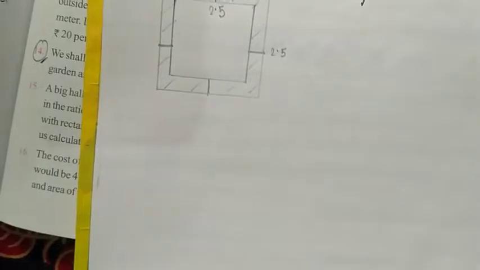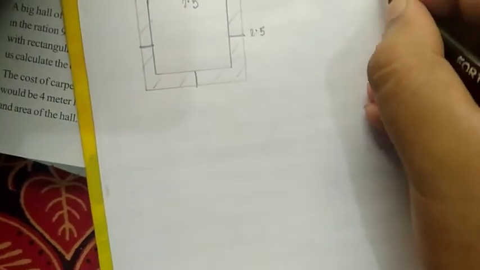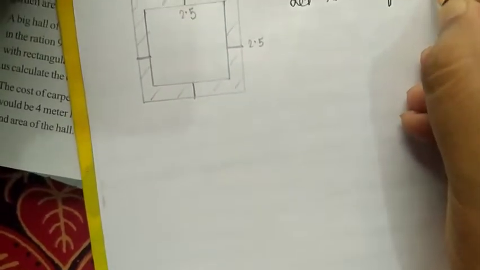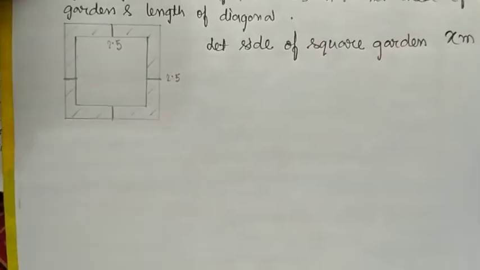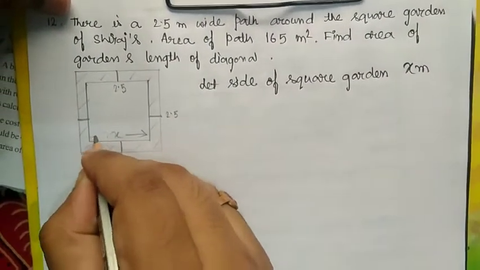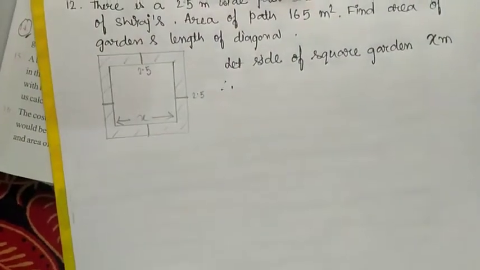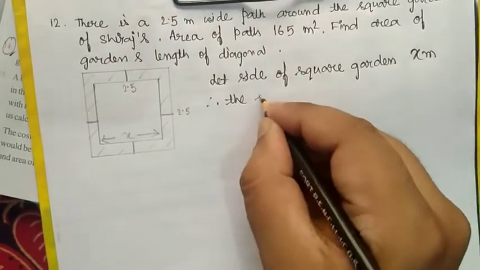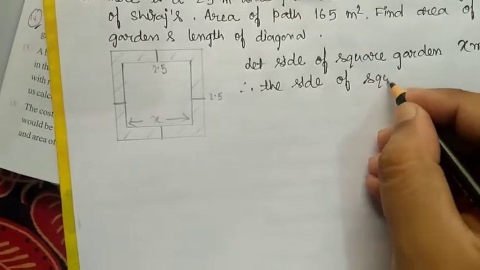The area of the path is given as 165 square meter. So therefore, let the side of the square garden be x meter. Let us first assume that only this portion is x. So therefore, the side of the square garden with path.